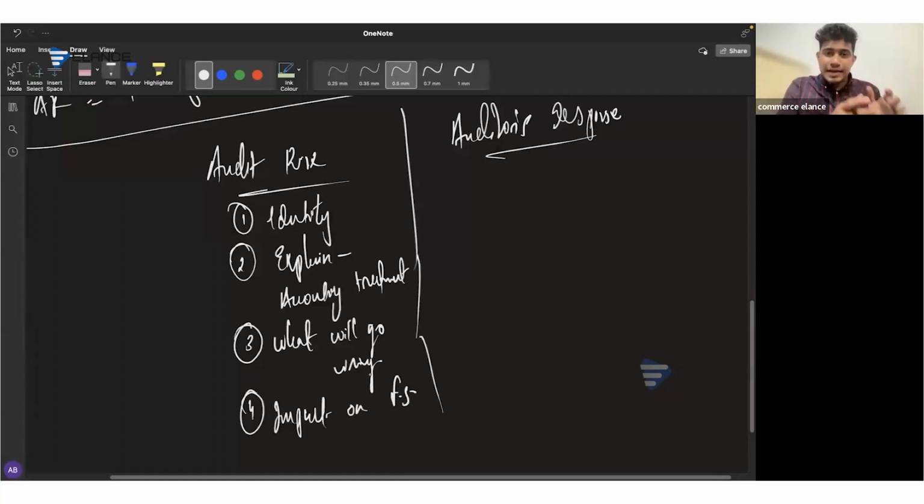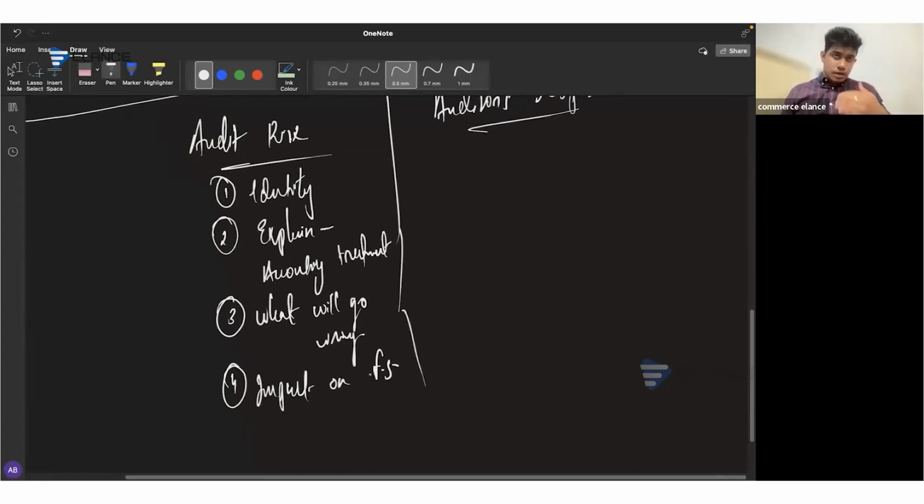So we will identify a risk. We will explain it on the basis of accounting treatment. We will mention what will go wrong in that case. And finally, we will also give the impact that will occur on the company's financial statements. Say, for example, consider that it is mentioned in the scenario that a company has spent 20 million on research and development.